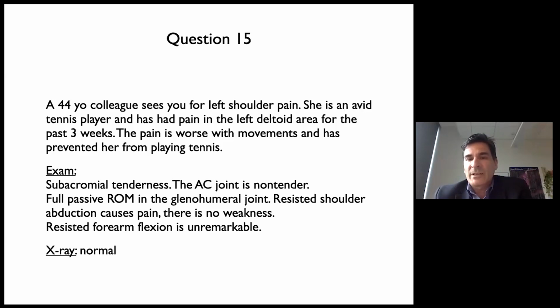The acromioclavicular joint is non-tender. There's full passive range of motion in the glenohumeral joint. Resisted shoulder abduction causes pain, but there is no weakness. Resisted forearm flexion is unremarkable and does not cause pain. The X-ray of the shoulder is unremarkable.